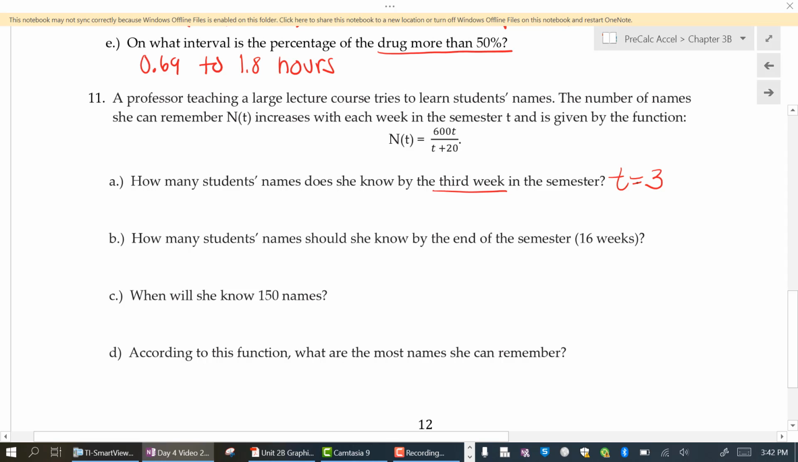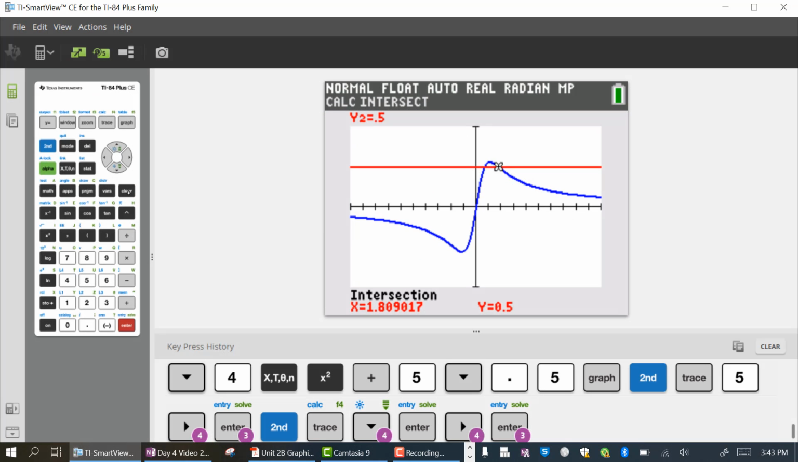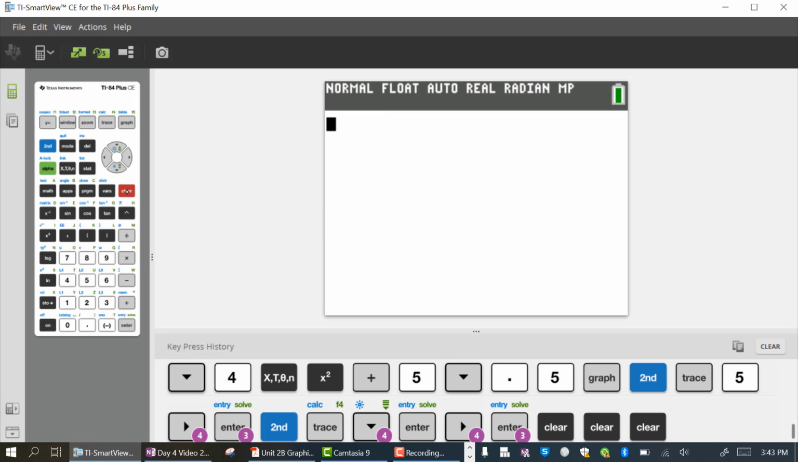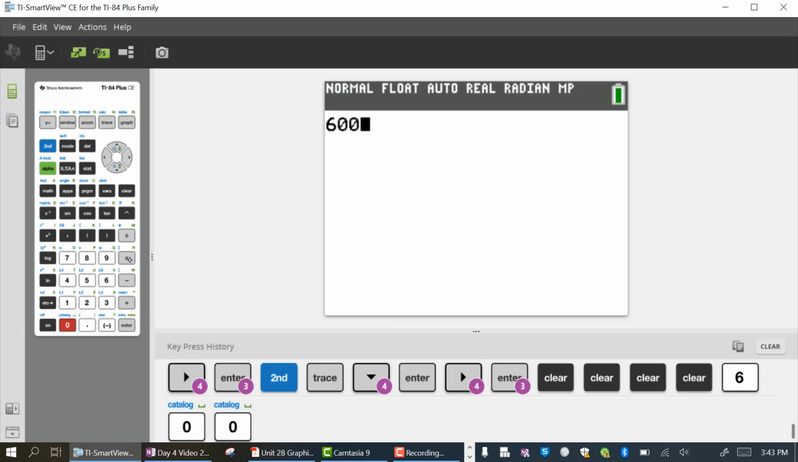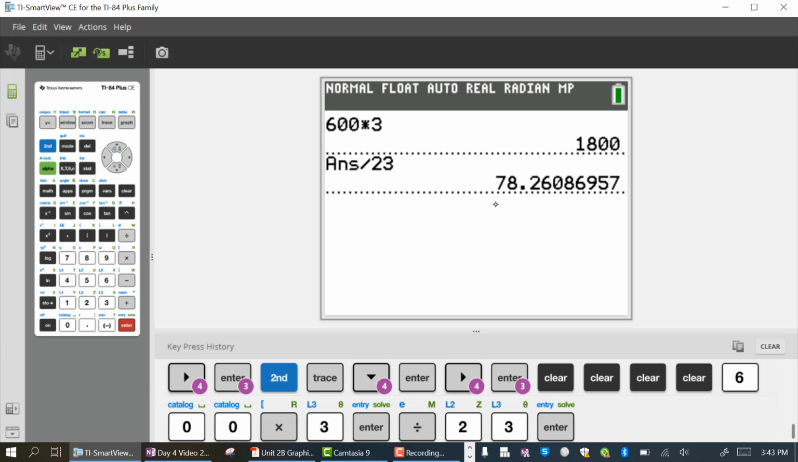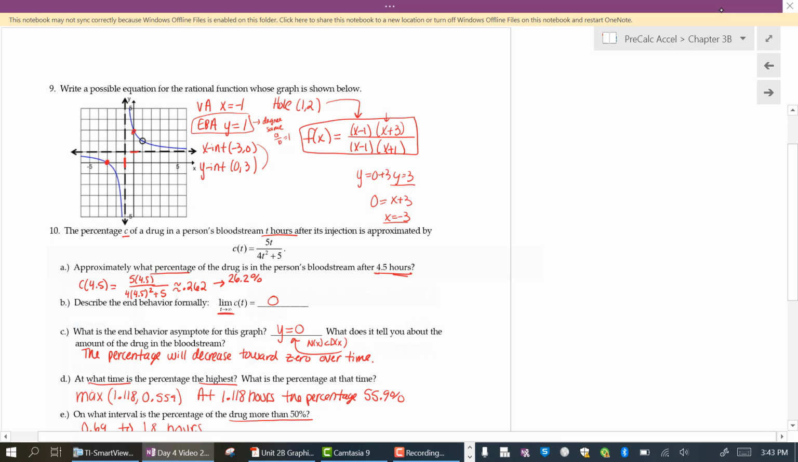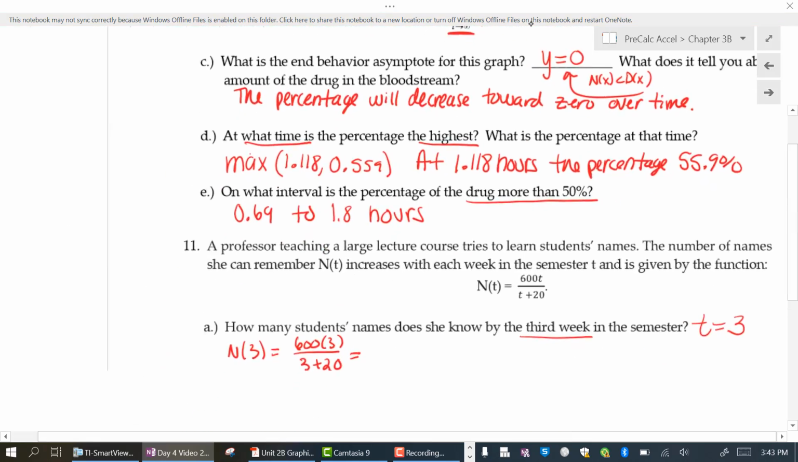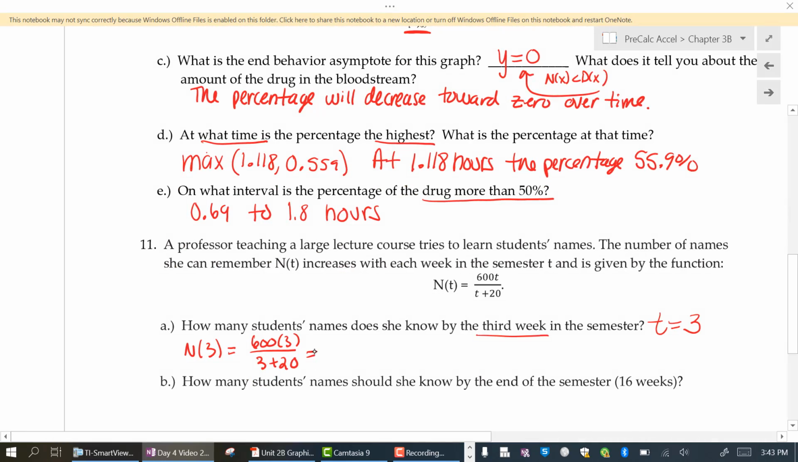So we can solve this two ways. I can just substitute 3 into my equation and solve. I could also type this equation into my calculator and solve that way. So let's do it both ways. Let's finish this way first. So I'm going to do 600 times 3, and I'm going to divide that by 23. So I get about 78 names she'll know. We're going to approximate.